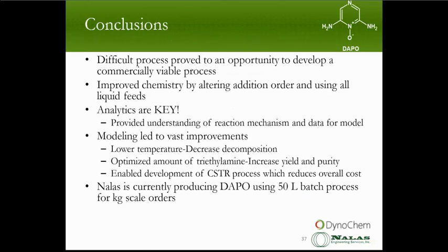We improved the chemistry by altering the order of addition and using all liquid feeds. The analytical methods we developed provide a deep understanding of the reaction mechanism and gave us data for our DynoChem model. The result of the DynoChem model led to vast improvements in the process, including decreasing the amount of starting material decomposition through lowering the reaction temperature and increasing the yield and purity of our product by optimizing the amount of triethylamine used. Best of all, we could use the same model to develop a continuous process and meet our goal of producing low-cost DAPO. We are currently making kilogram quantities of DAPO using a batch process as orders continue to come in.